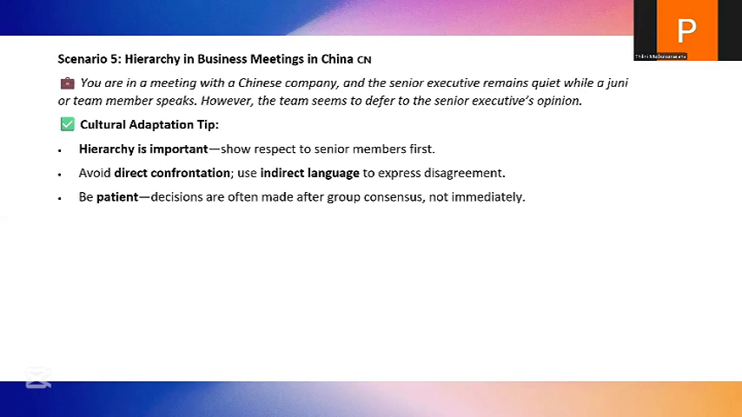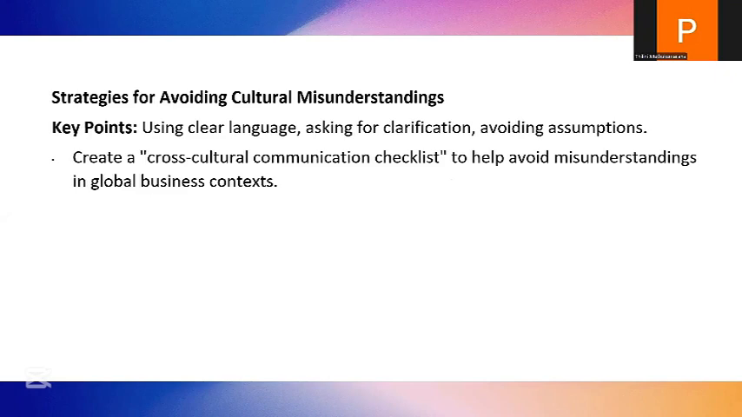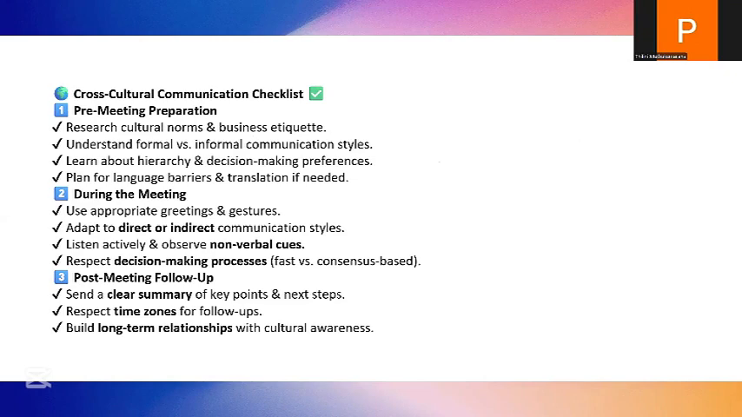Okay, so now we are going to talk about strategies how you can avoid cultural misunderstanding. So the key points you have to keep in your mind should be you have to use clear language since you're dealing with diverse cultural backgrounds, and then you have to ask for clarification if you do not understand, and you have to stop assumptions, right? And to do that, we can actually have the cross-cultural communication checklist, right? This is how it appears.